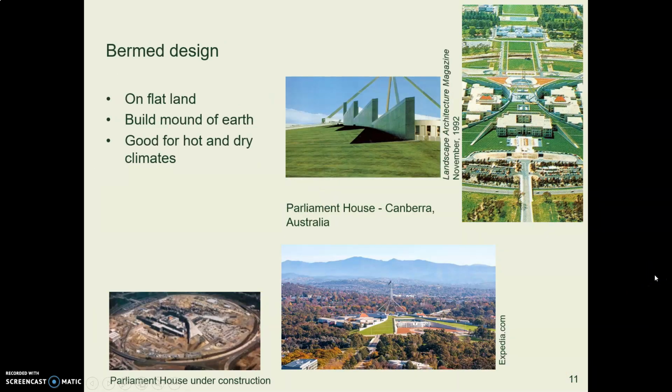With bermed design where you build a berm around the building, you can start with flat land and then build an earth mound around it. That's what we're seeing here. This is the Parliament House in Canberra, Australia, and you can see in these several pictures here, you can just see how they've built up the berms. This one is good for hot, dry climates. Think about what you know about those climates.